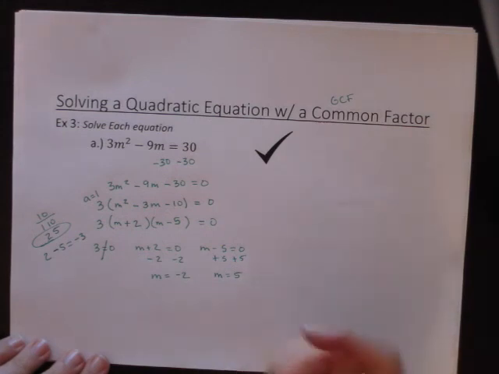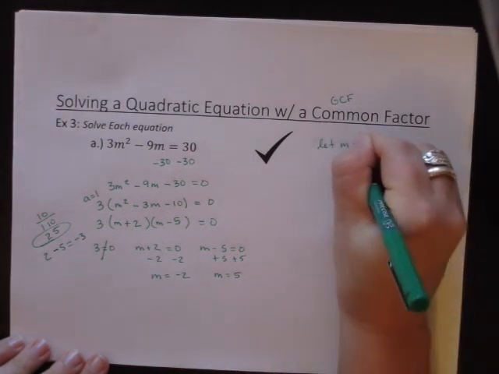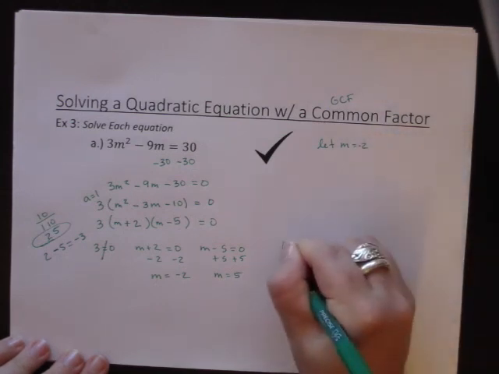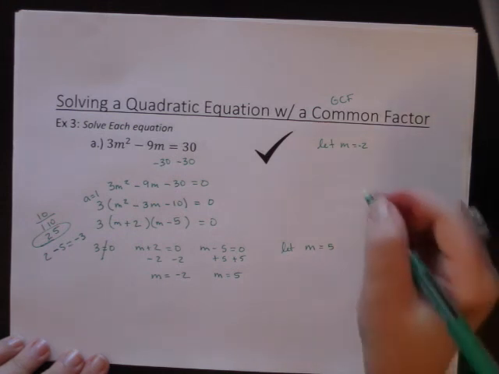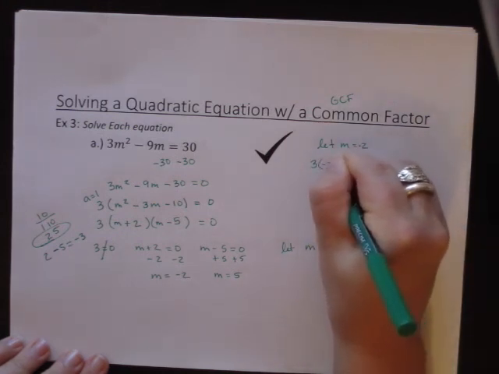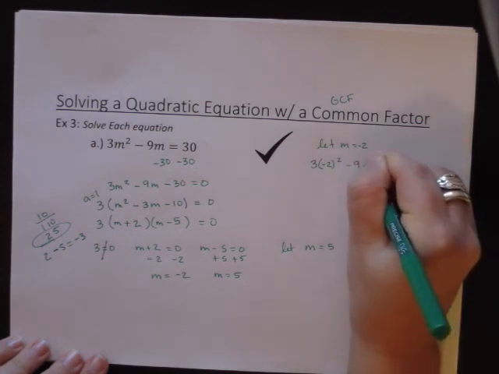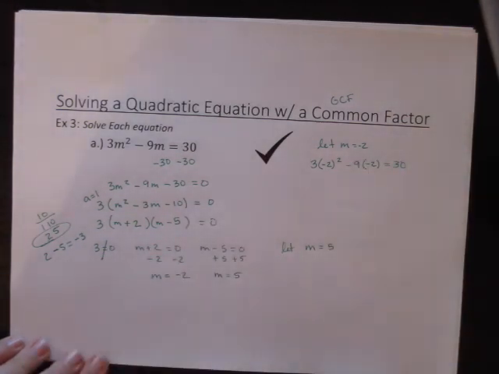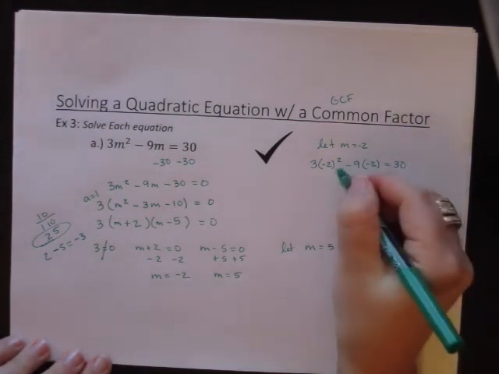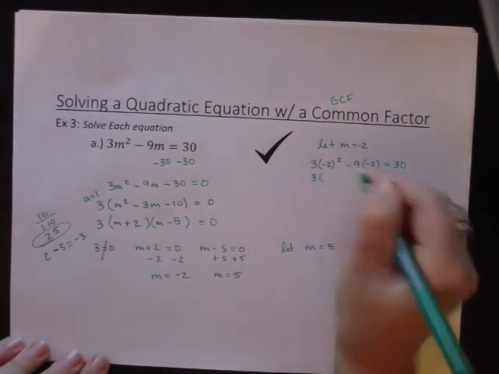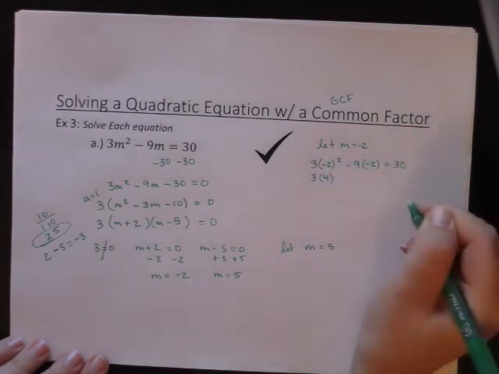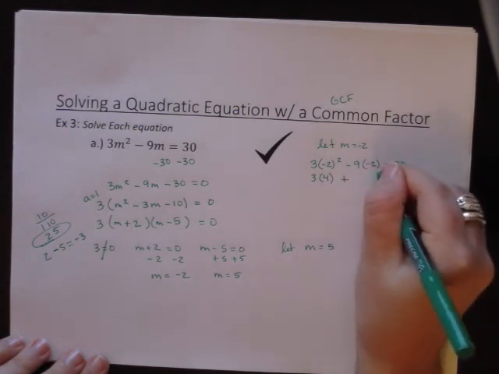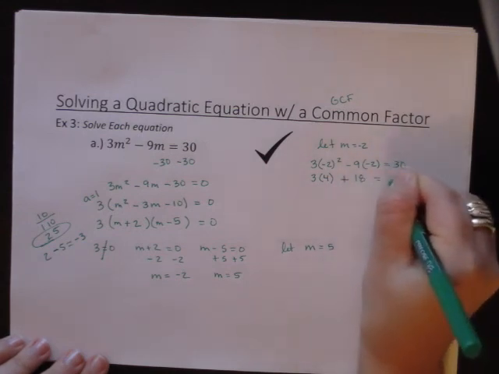Okay, I've got 2 solutions. I have to check my work. So I'm going to let m equal negative 2, and I'm going to let m equal a positive 5. I go to my original equation, so I go 3 times negative 2 parentheses squared minus 9 times negative 2 equals 30. Okay, order of operations, please excuse my dear Aunt Sally. So first thing I got to deal with is this exponent. So I'd go 3 times negative 2 squared would be a positive 4. Okay, and then I'm just going to clean this up. Negative times a negative is a positive. 2 times 9 is going to leave me with 18 equals 30.